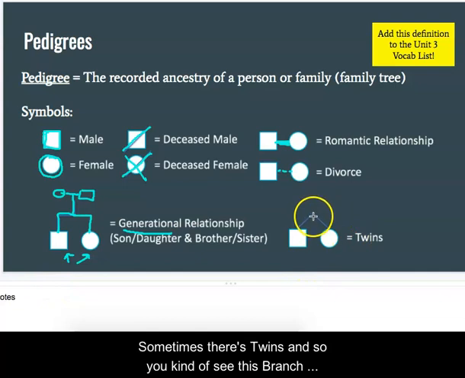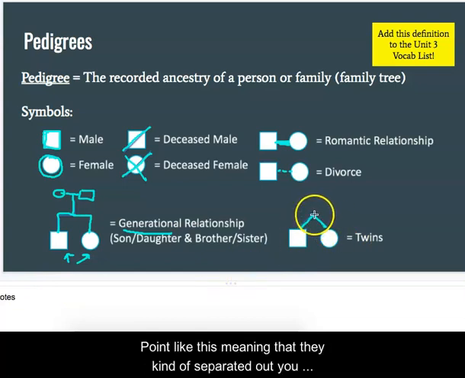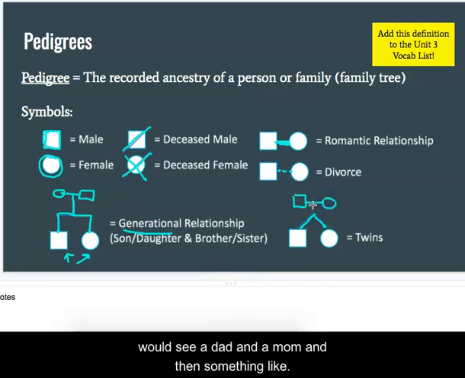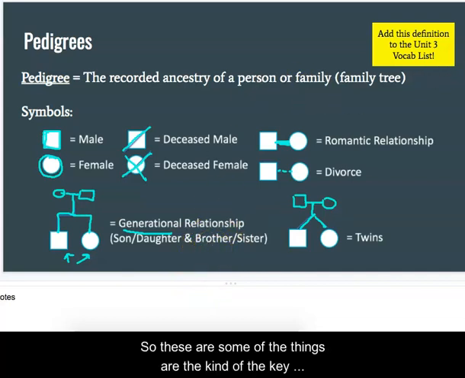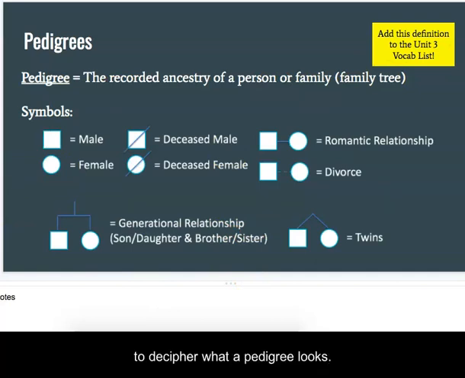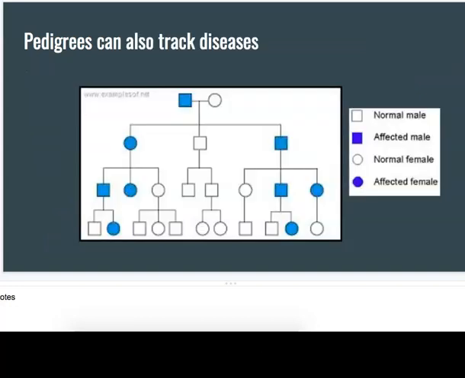Sometimes there are twins, and you see a branch point like this, meaning that they separated out. You would see a mom and a dad, and then something like this to signify that those two are twins, whether identical or fraternal. So these are some of the keys to decipher what a pedigree looks like. Let me show you one put together.